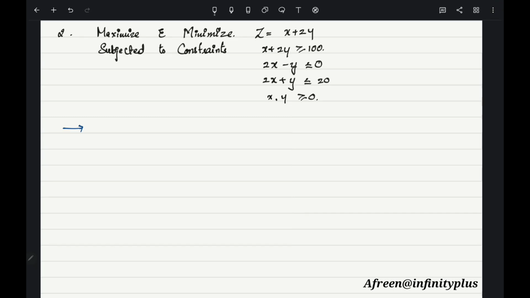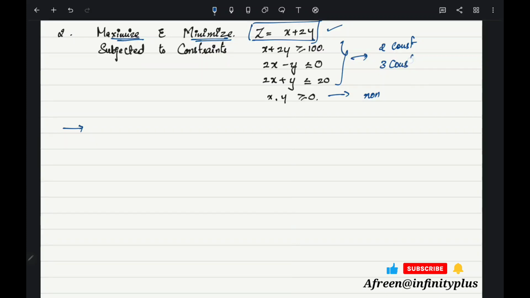Without any delay, let's move on to the sum on maximize and minimize. They have given the objective function as z is equal to x plus 2y with 3 constraints and 2 non-negative constraints. As we have done earlier, we solved sums having only 2 constraints. But here you will be having 3 constraints, so that you have to get a precise solution for your question.